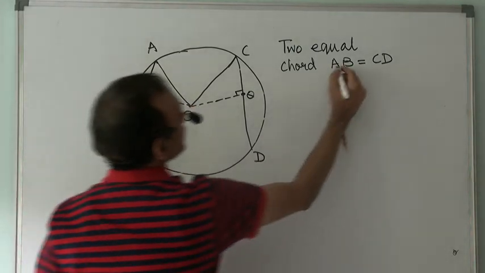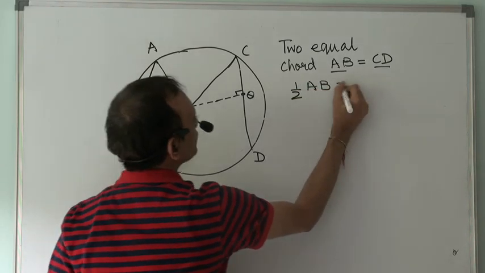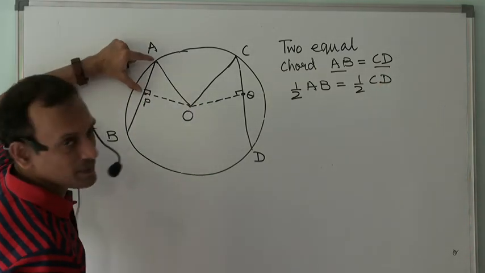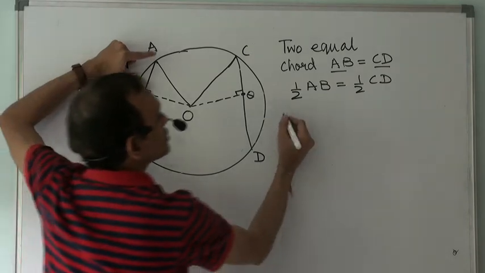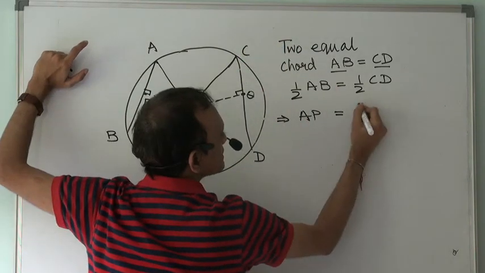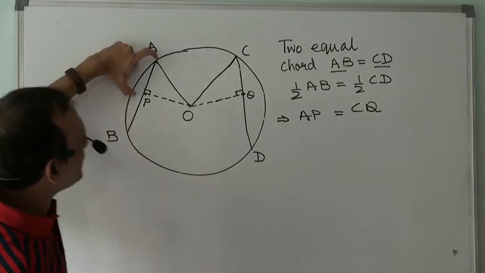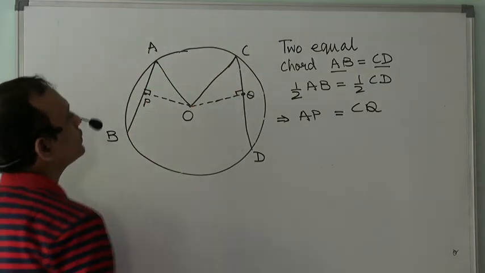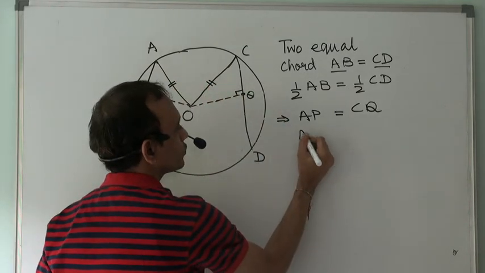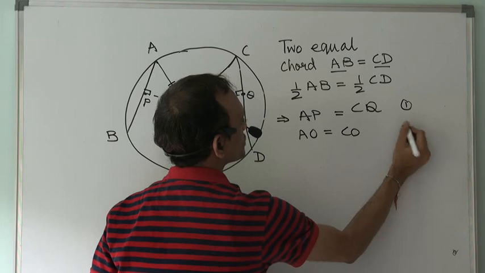Okay, so one thing, AB is equal to CD, so half of AB will also be half of CD, right? But half of AB is AP. Why so? Because P is the midpoint of AB. So that leads to AP equals half of CD. Half of CD means CQ, right? So AP is equal to CQ. Not only that, AO is the same as CO. So let me call this condition 1, and this condition 2.